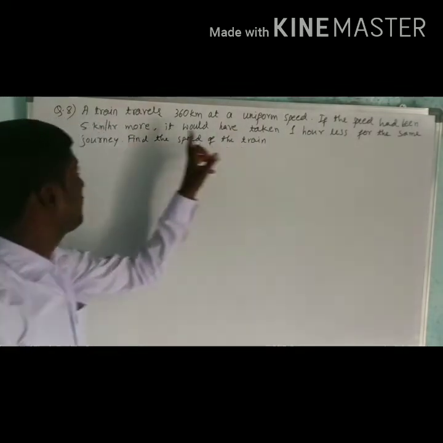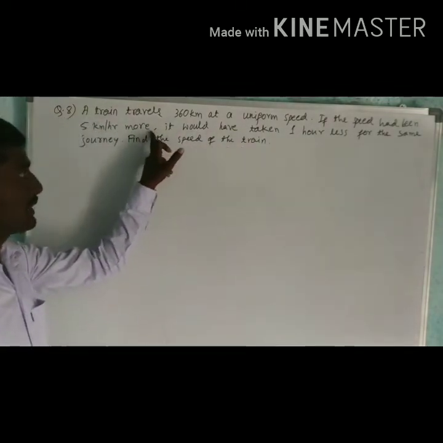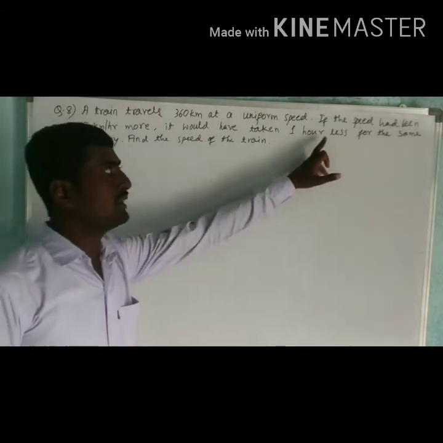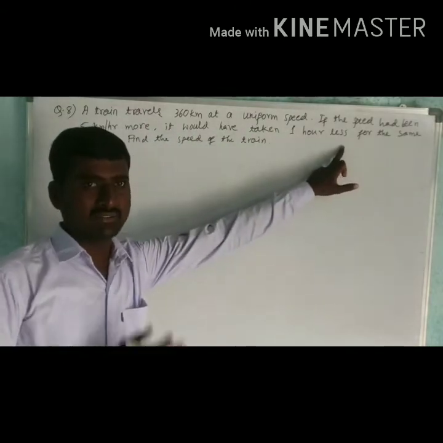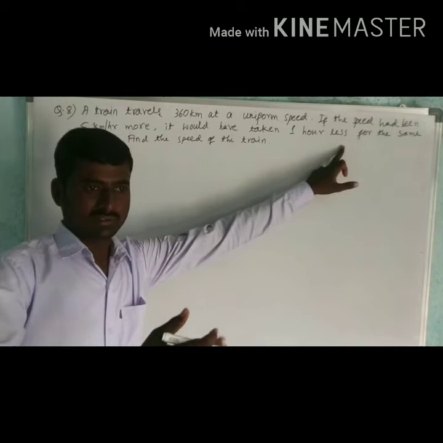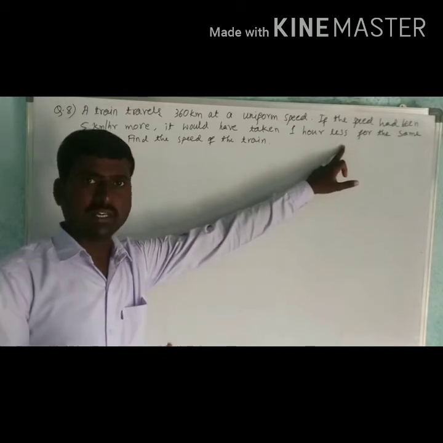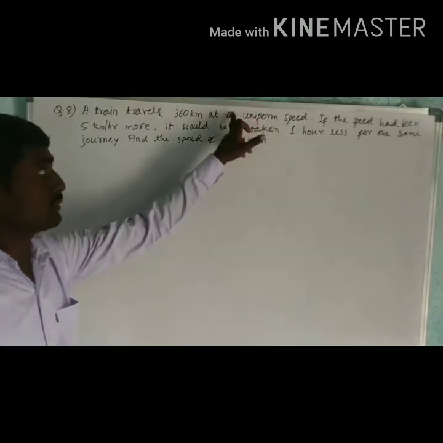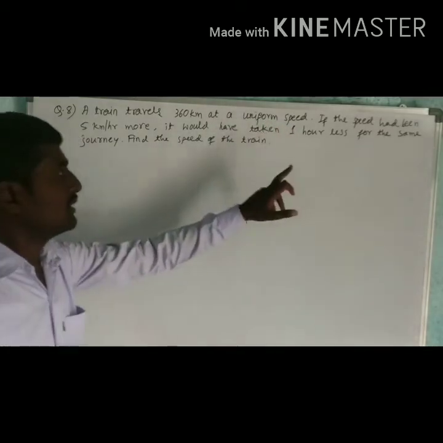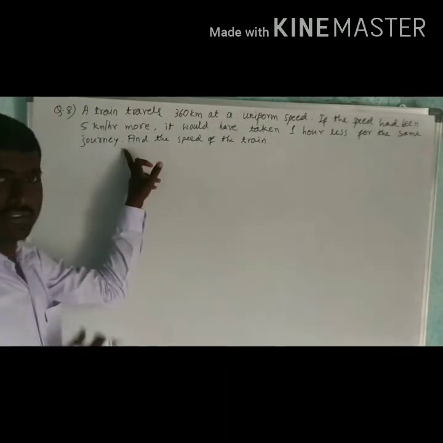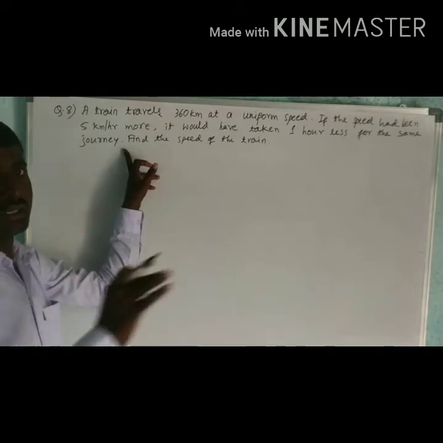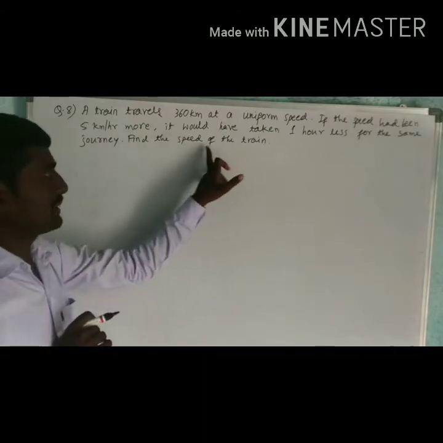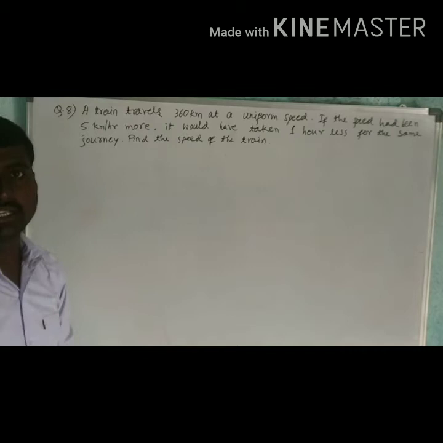If the speed had been 5 km per hour more, it would have taken 1 hour less. Automatically, if the speed is increasing, the time taken by the train will be reduced. So how much is it reduced? 1 hour is reduced as compared with the uniform speed, for the same journey only, that is the 360 km journey. Find the speed of the train.